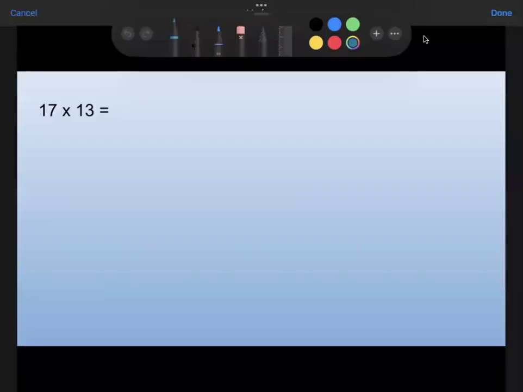Okay, here's our next one. It's 17 times 13. And for this one, what I'm going to do is show you using a box method or an area model. That means I'm going to split up both of these numbers into their place values. So I'm going to split up 17 because it's got 1 ten and 7 ones. So I'm going to put 1 ten, which is 10, and 7 ones.